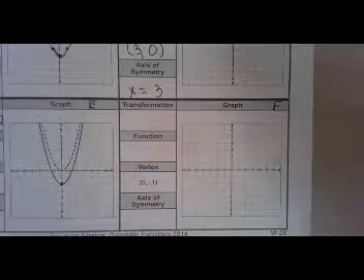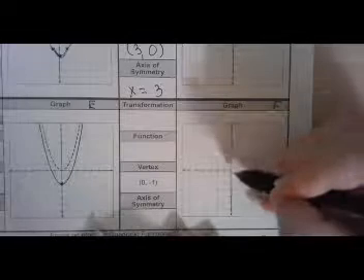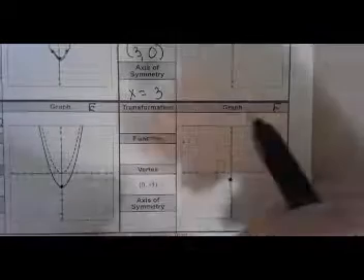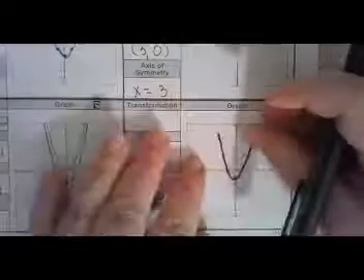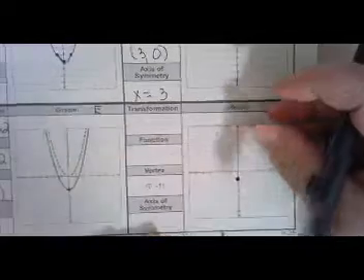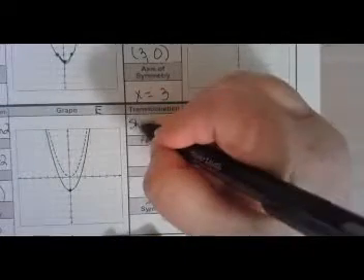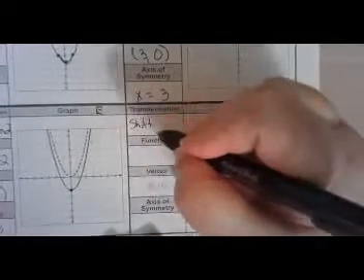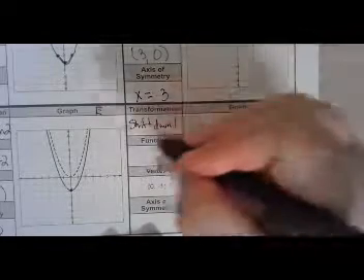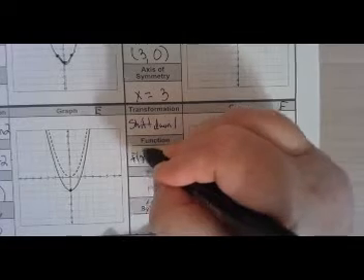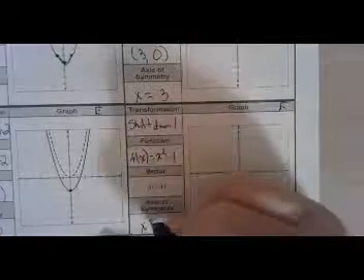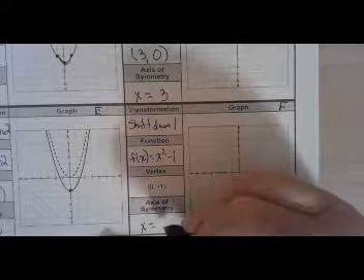is graph f. This time they gave us the vertex 0 and negative 1. And we're going to use that right there. It shifted down 1. That's our transformation. So our function is going to be f of x equals x squared minus 1. And our axis of symmetry is going to be 0 again.